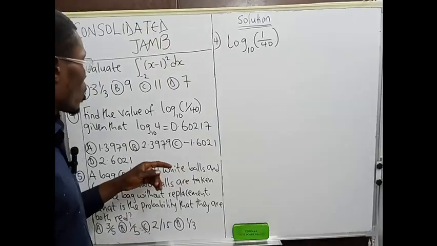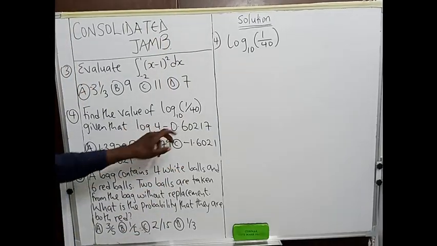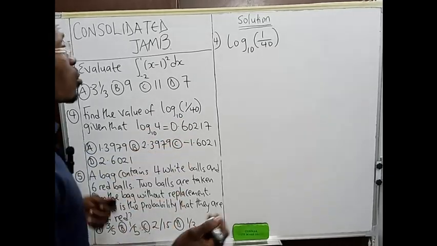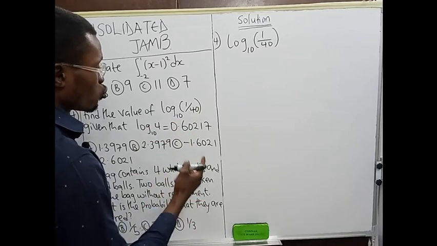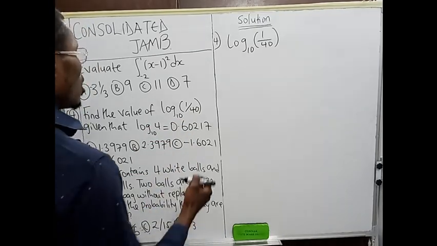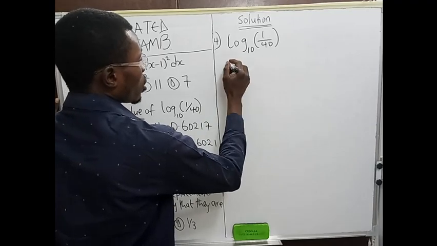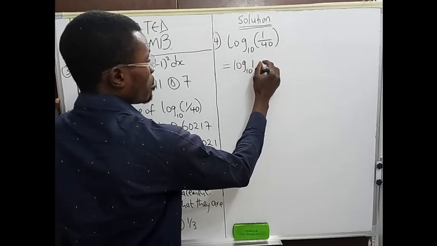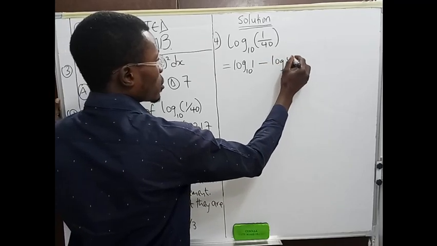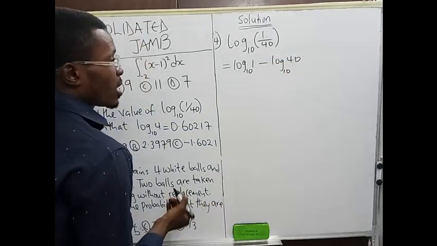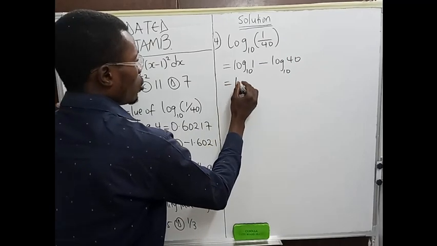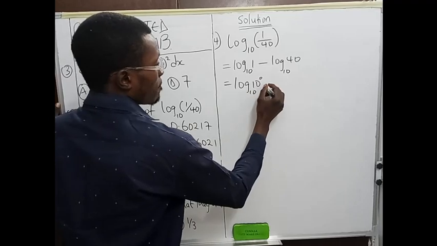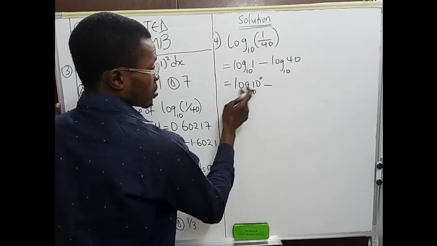Now for number 4, we have to find the value of this log, given that log 4 is 0.60217. All right. Now, by property of log, this can be expressed as what? Log of base 10, 1 minus what? Log 40 base 10. Right? And this can be written as what? Log base 10, 10 to the power of 0, right? Minus, any number that is to the power 0 is 1, right?